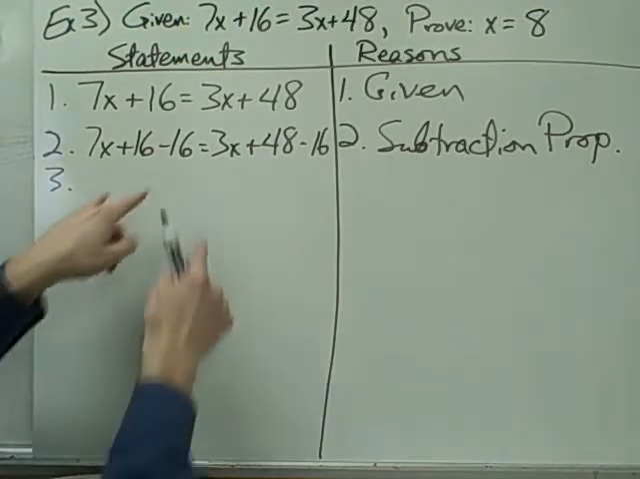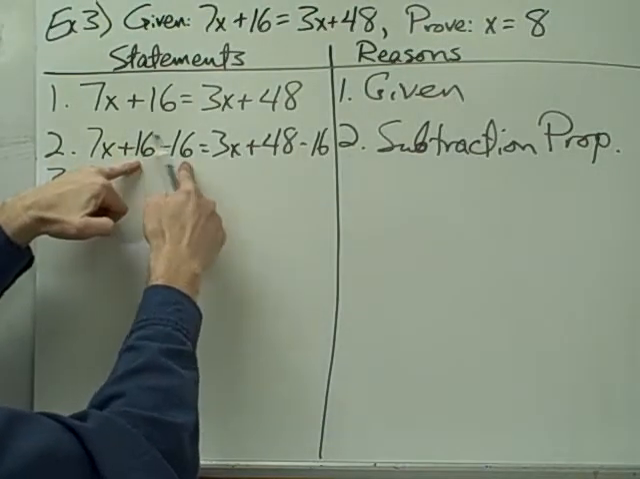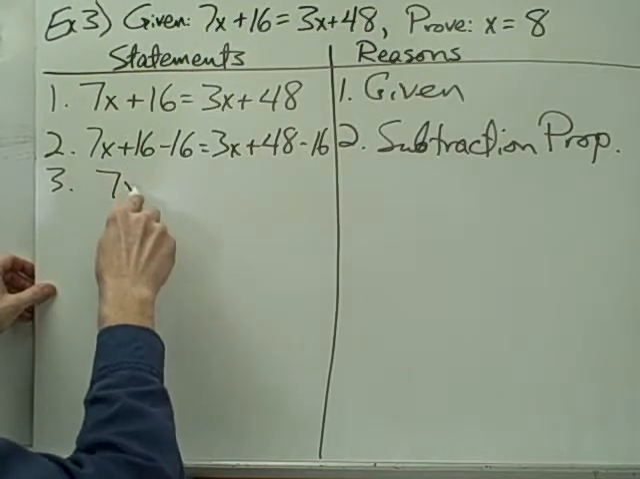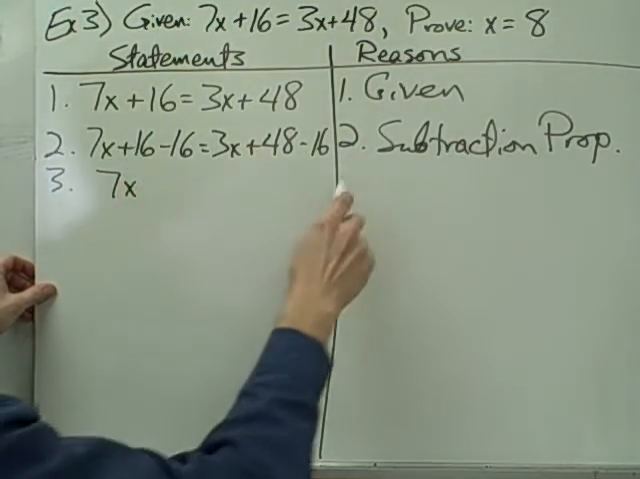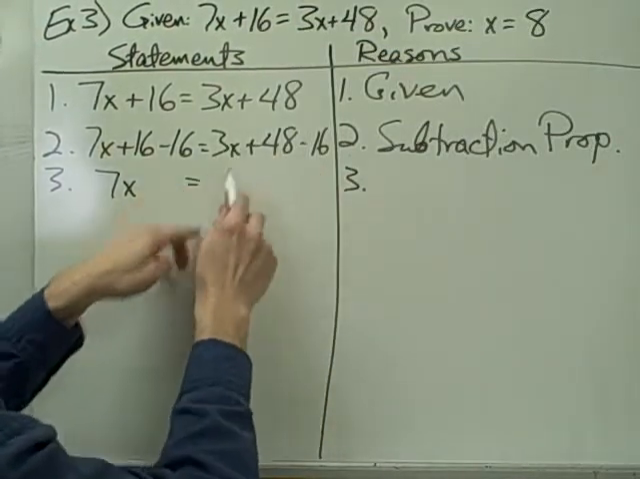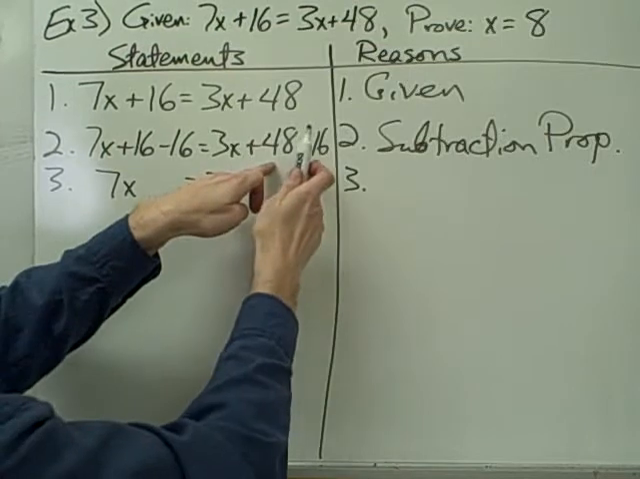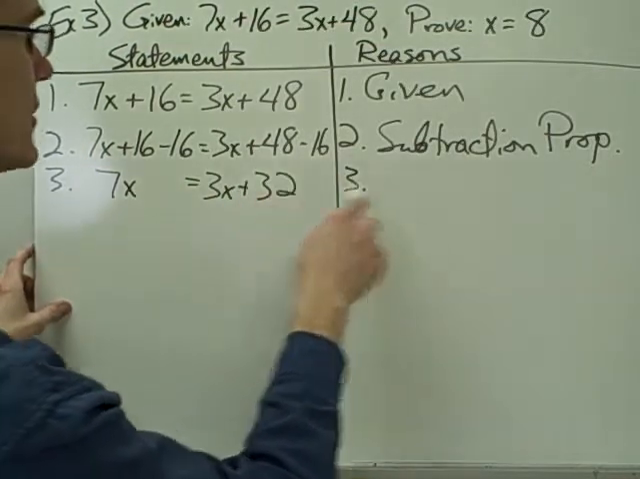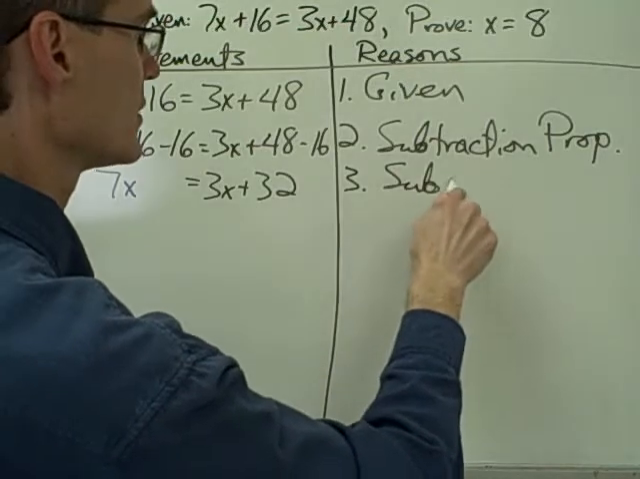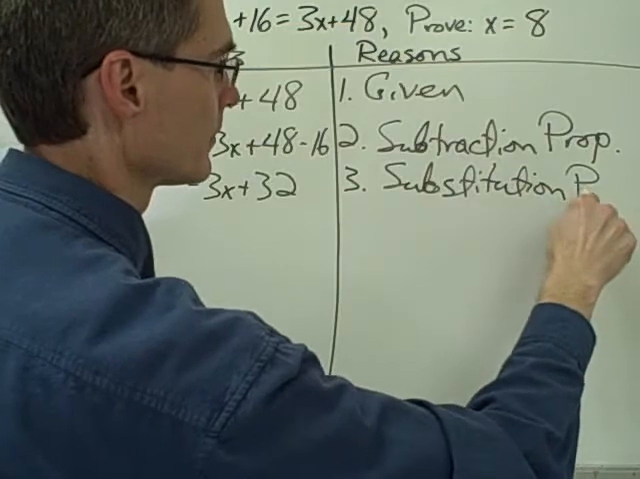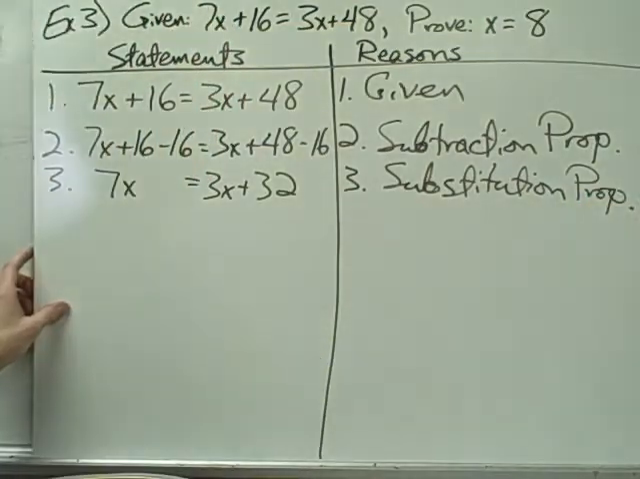And now I'm going to collect like terms. My 16s are going to go away. I'm going to replace positive 16 and negative 16 with 0. I'm going to substitute 0 for that. And for this side, 48 minus 16, I'm going to substitute the value 32. So I'm using my substitution property of equality.